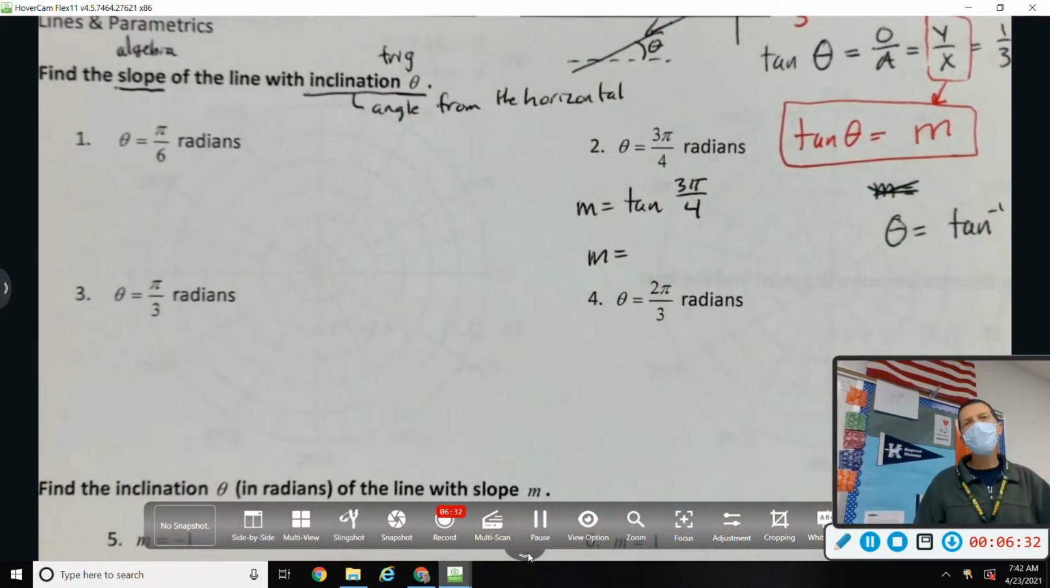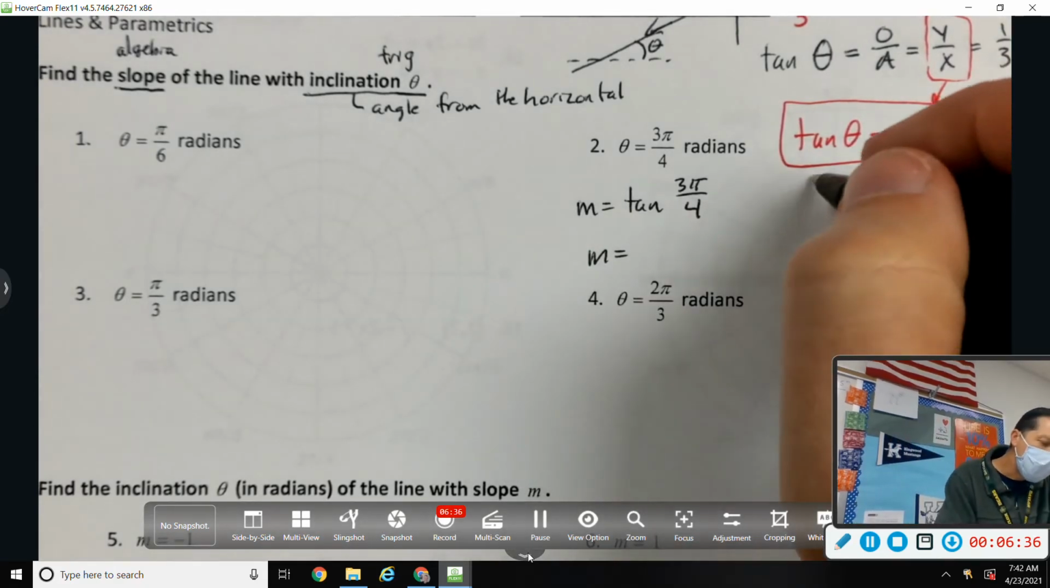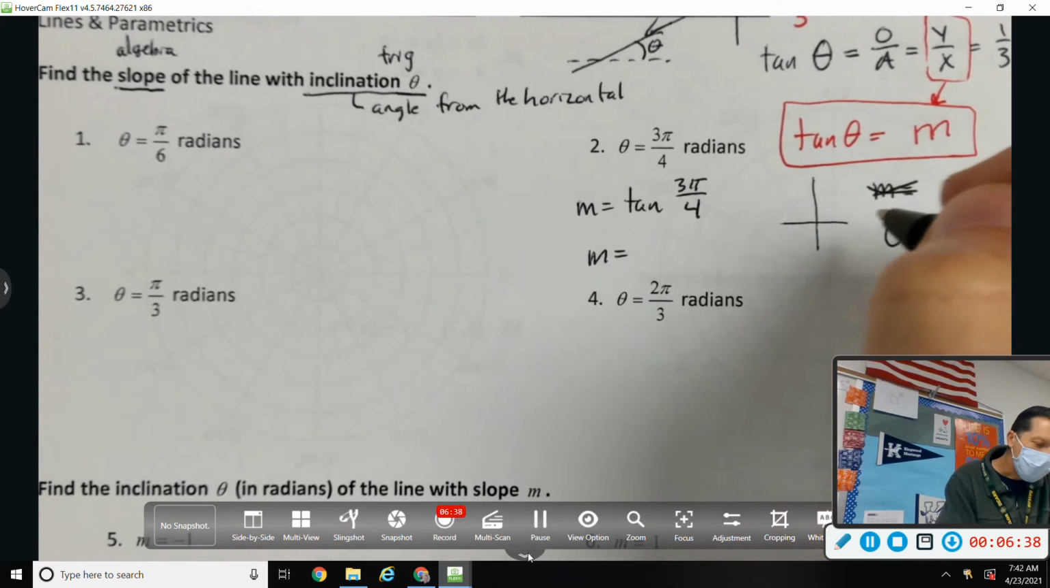Oh, unit circle. Oh no. Oh, yes. Good thing it's open. Let's see, 3 pi over 4.